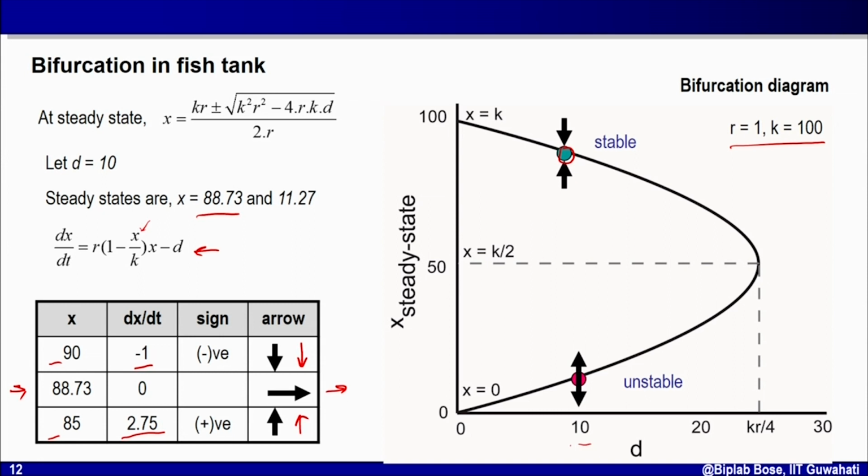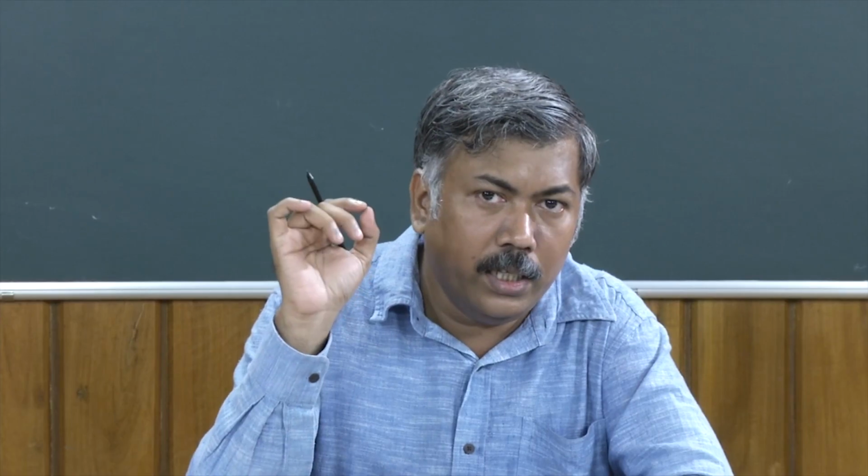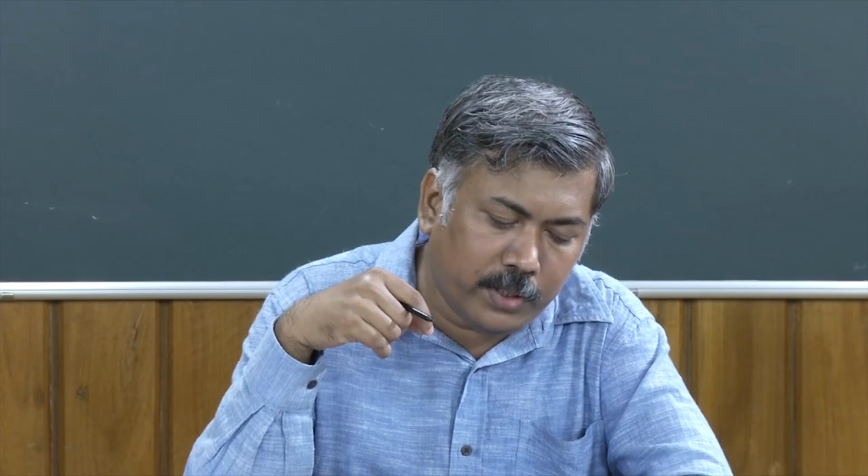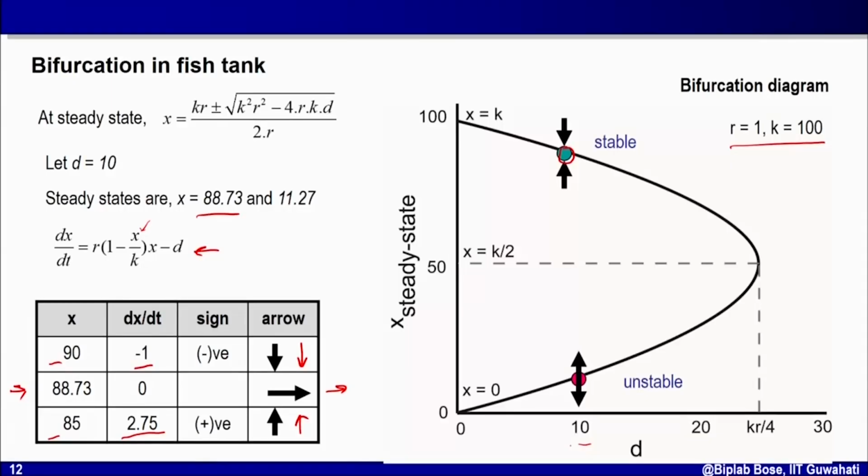That means if x is at 88.73, it will stay there. But if you perturb x slightly, then from a higher value, it will again collapse to that 88.73. From a lower value, again it will collapse there. So this point is a stable one. You can try any other point along this curve up to this, you will see all points are stable steady state. So this upper curve is a stable steady state, whereas this lower one is an unstable steady state.